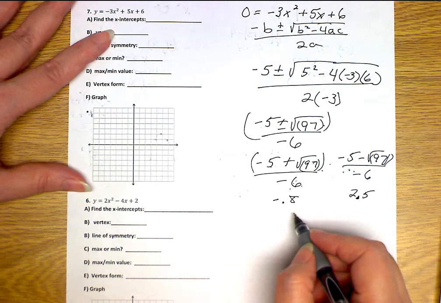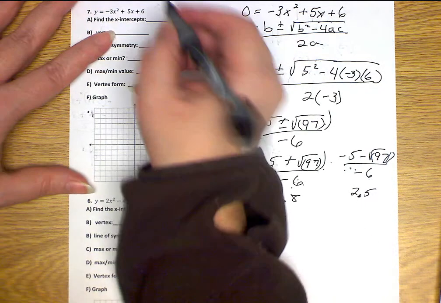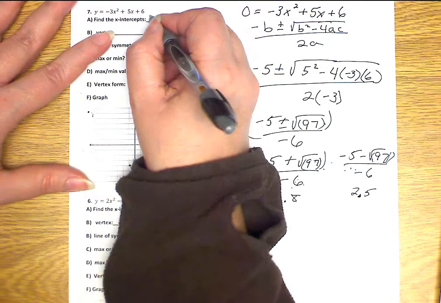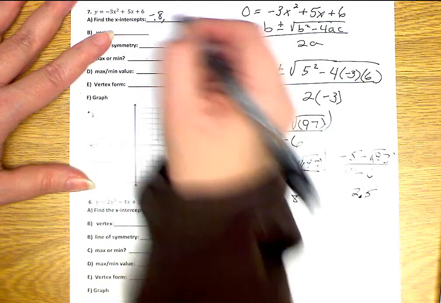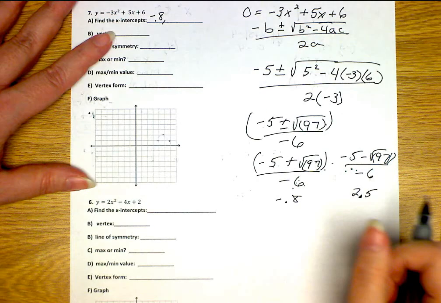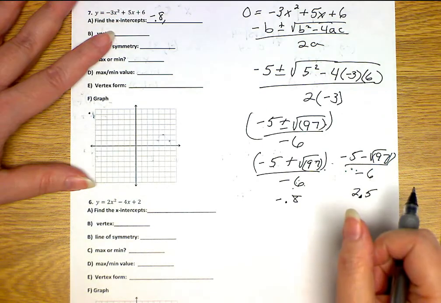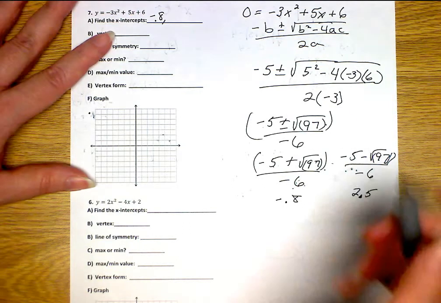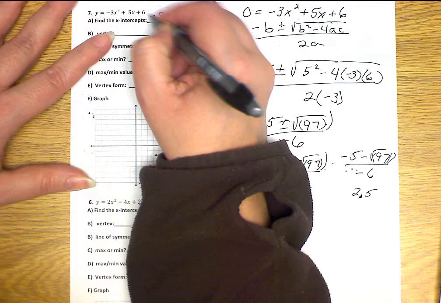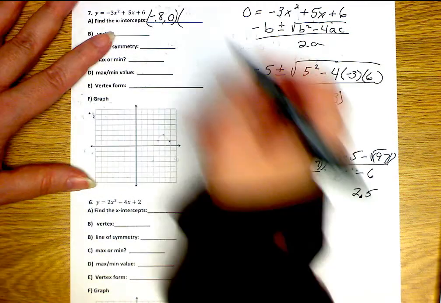So this is your x value, so you have negative 0.8. What is your y value on x-intercepts? What's your y value when you have x-intercepts? 0. So the other one is 2.5, and y is 0.